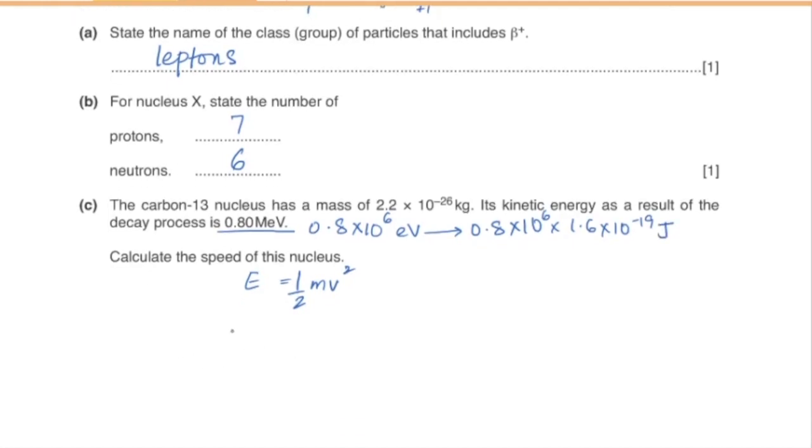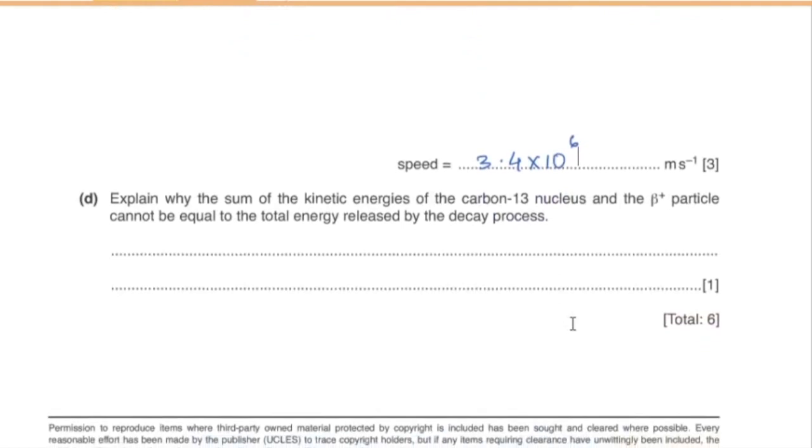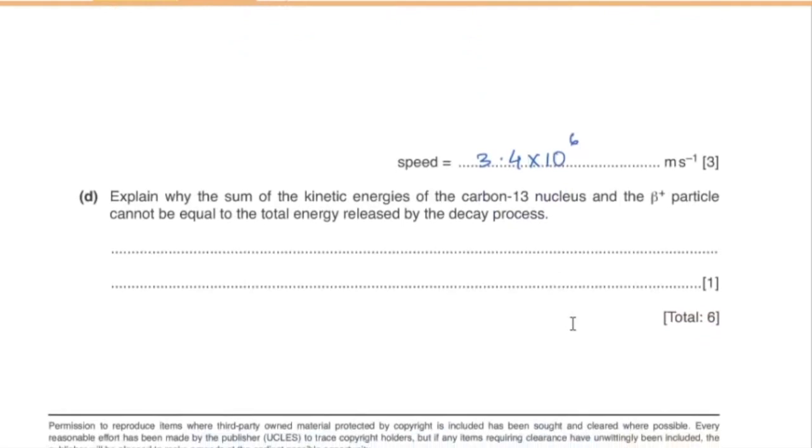Now 0.8 into 10 to the power of 6 into 1.6 into 10 to the power of negative 19 is equal to half into the mass of the carbon-13 nucleus, 2.2 into 10 to the power of negative 26, multiplied by speed square. So the speed of this nucleus is going to be 3.4 into 10 to the power of 6 meters per second.